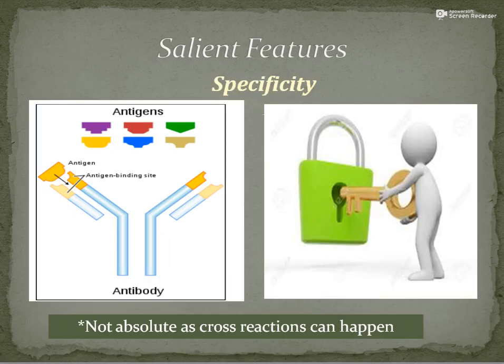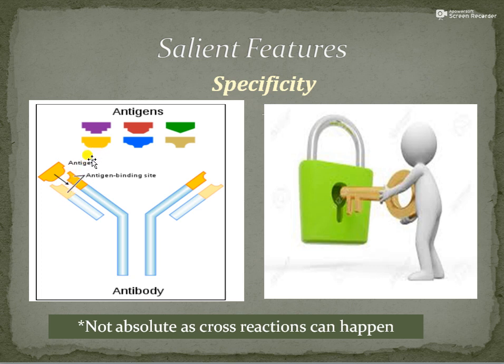Now, what do you mean by specificity? We know that a lock and a key are specific. If you remove the key of a specific lock and use something else, it will not work. The same way here, antibodies are produced against specific antigens. You can see that at the antigen binding site, that is mainly at the hypervariable regions, at that particular region the antibody becomes specific for a particular antigen.